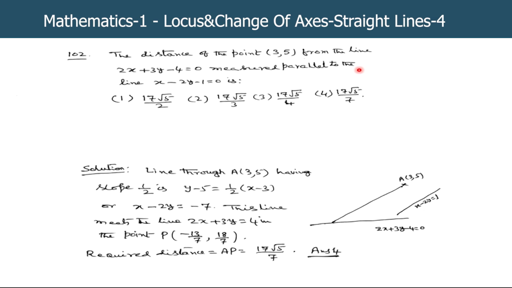Measured parallel means, please remember, measured along the line means you draw a line from the point parallel to the given line and meeting the given line at some point, and the distance between the given point and the meeting point is called the distance of the point from the given line measured along the line x minus 2y is equal to 1.